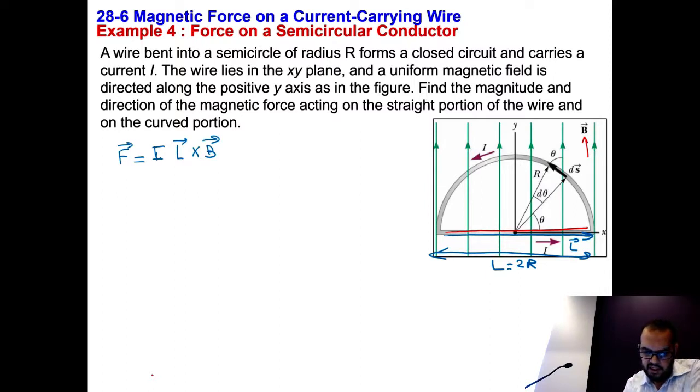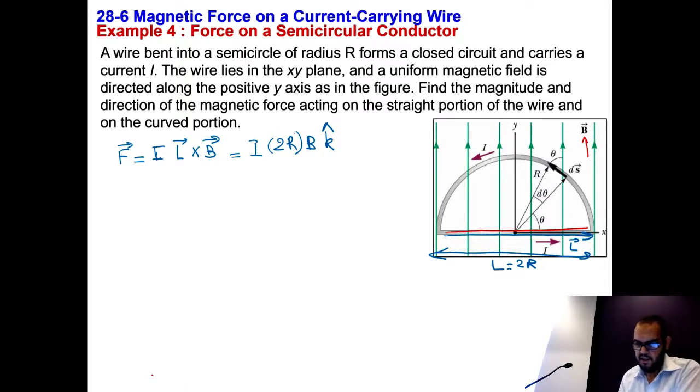So we can see that this is I L, which is 2R. Let me replace L by 2R, times B. And since the angle is 90 degrees, sine of 90 degrees is 1. And this is in the Z direction, so it's the k direction. So this is the force on the straight portion of the wire. Let's do the force on the curved portion of the wire.